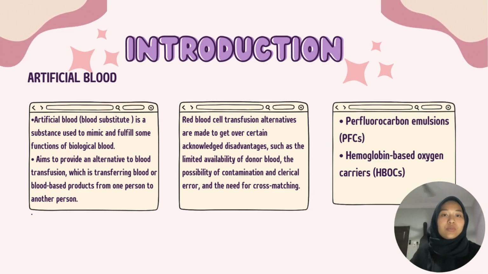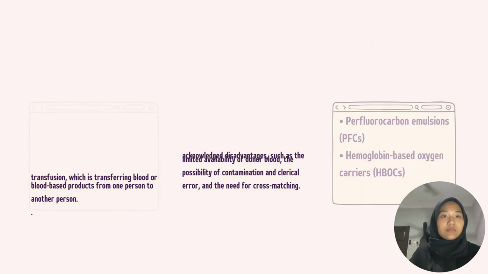Lastly, the effort to produce artificial blood started over a century ago. Since then, many types of artificial blood products have been produced. Based on the time of production, the artificial blood products can be divided into the first generation products and the second or next generation products. But nowadays, the most common that are being used are fluorocarbon emulsions, PFCs, and hemoglobin-based oxygen carriers, HBOCs.